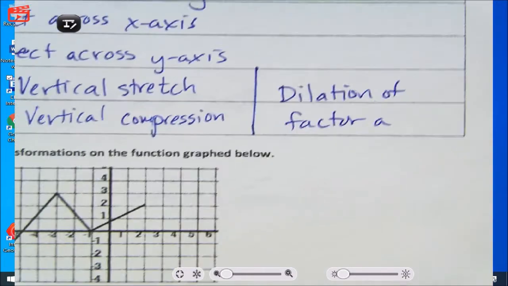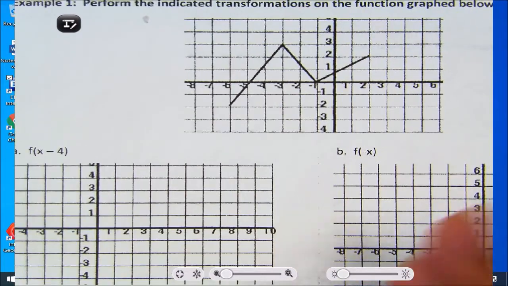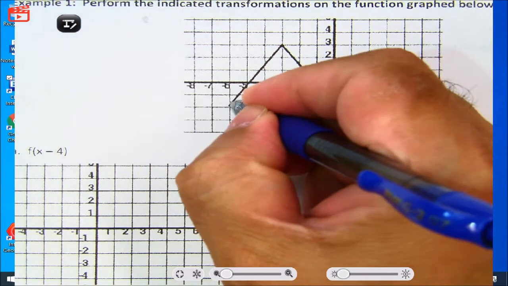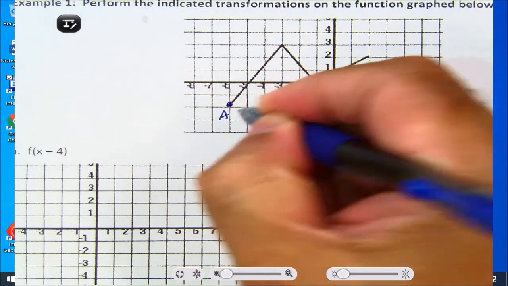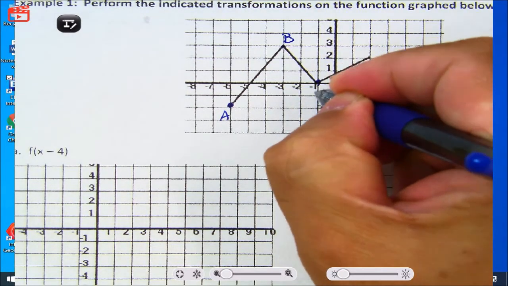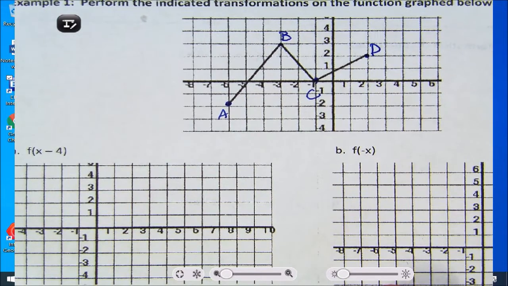Okay, so let's do some examples. We're going to do 4 examples today. All right, here we go. Now, the best way to go about this is just choosing some points and labeling them. Let's call this A, B, C, and D. So we label those A, B, C, and D.